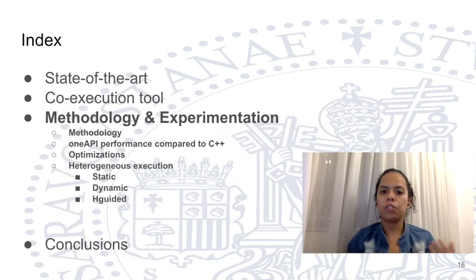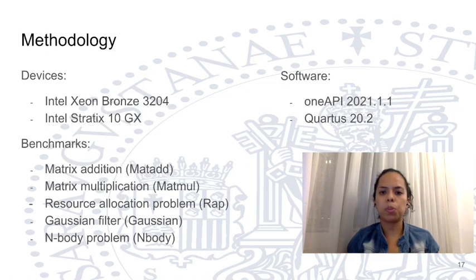With all the system configured for a CPU and an FPGA, let's talk about the experiments. We use an Intel Xeon Bronze processor as CPU and an Intel Stratix 10 GX as FPGA. As software, we use the oneAPI 2021 version and Quartus 20.2. The load balancing was evaluated in 5 benchmarks, where MATAD and VAB need low computational intensity, Gaussian is an intermediate stage, and MATMUL and MODI demand more computation.